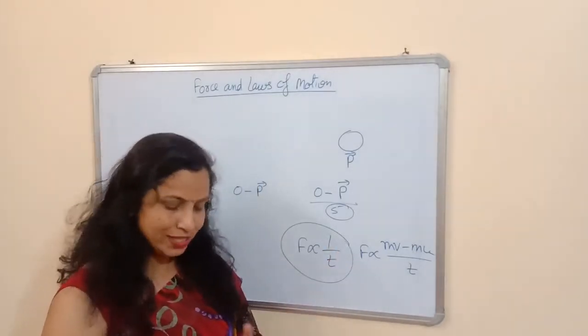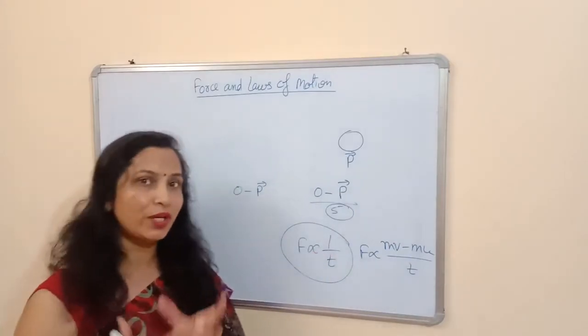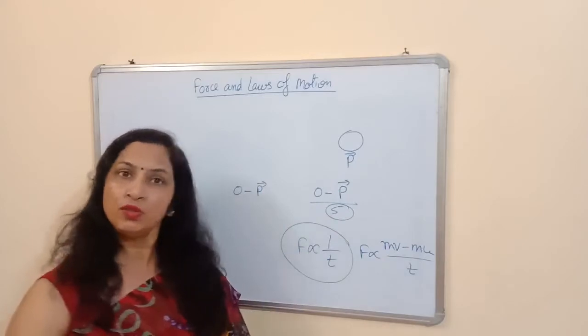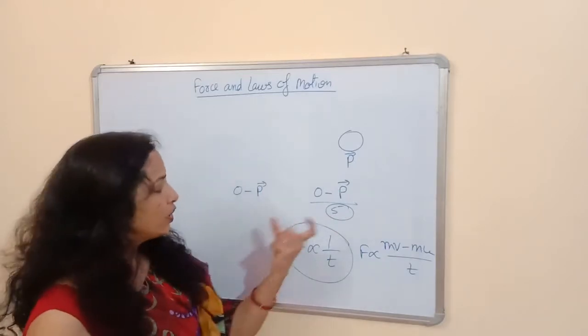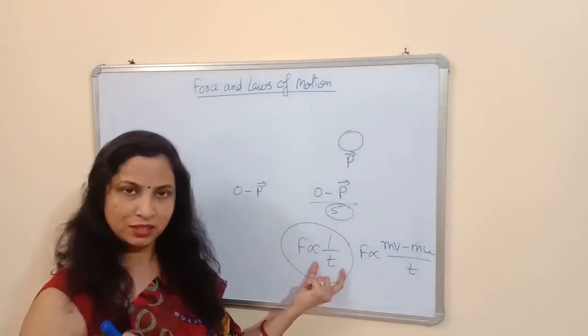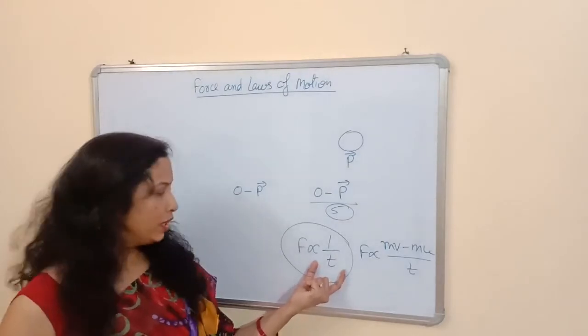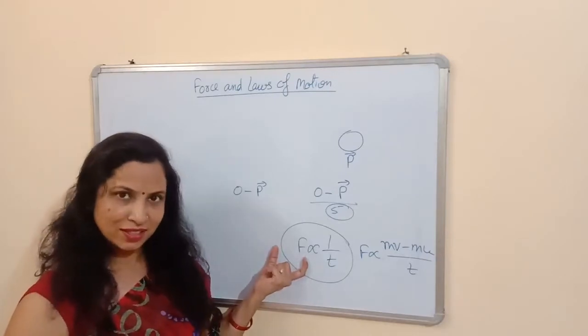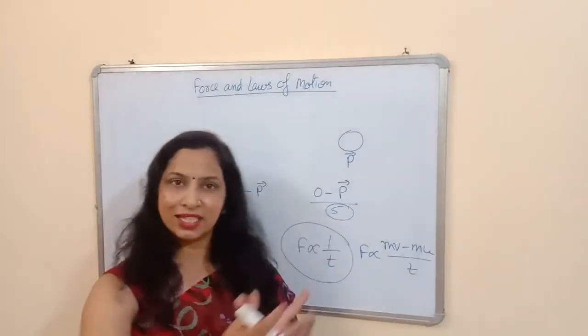So if you are catching like this, what are you doing? You are increasing the time to change the momentum of the ball to 0. So here, if you increase the time taken to change the momentum to 0, you are decreasing the force applied on your hands. So that's why you catch like this.